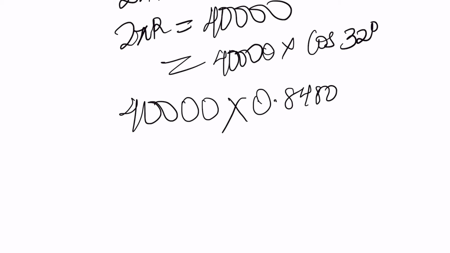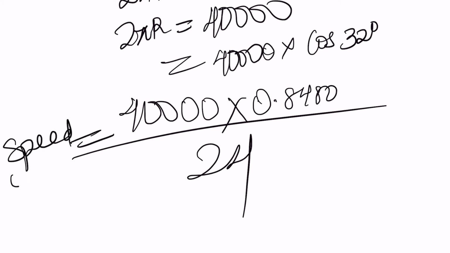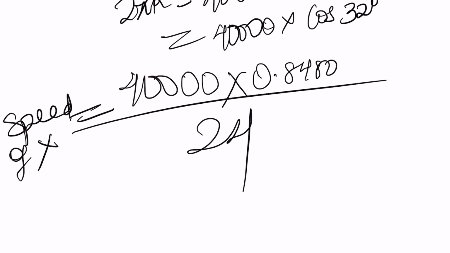Now, it says a point X is on latitude 32 degrees north. Calculate the speed of X due to the rotation of the Earth. We know that one revolution is in 24 hours, which is 24 hours in a day. So, looking for the speed of X, it will be 2 pi r cos theta over 24 hours, and this gives us 1,410 kilometers per hour.